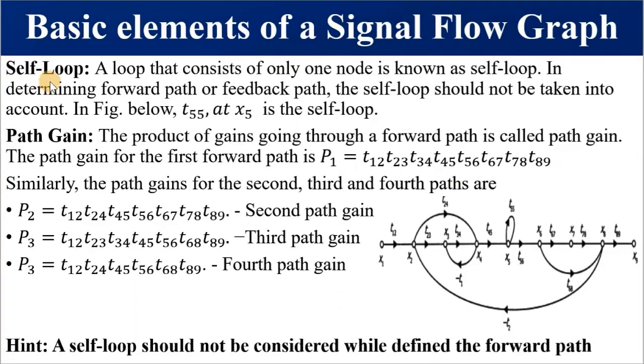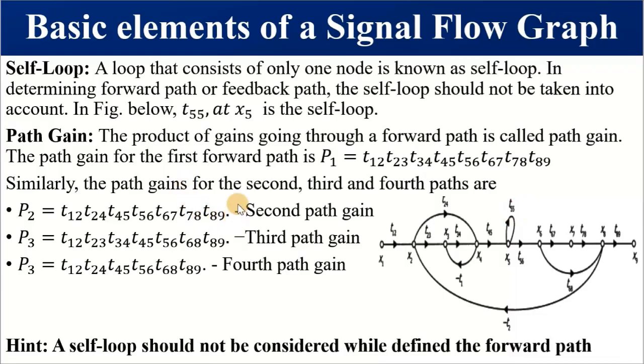We also have what we call a self loop. What is a self loop? This is a loop that consists of only one node. For example, in this case, x5 is a self loop. We are leaving x5 and returning to x5 through the transmittance T55.